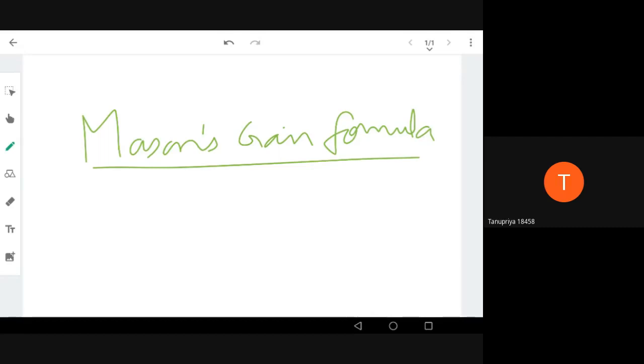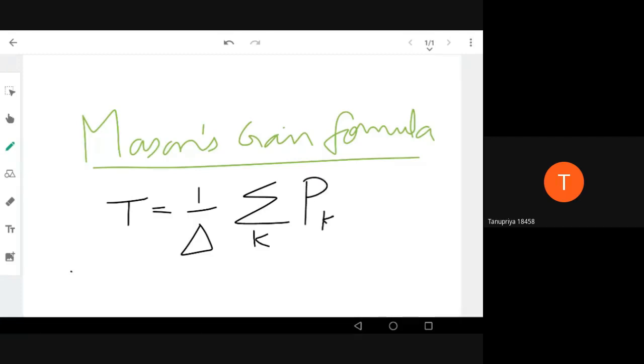This formula you have to apply. Before I explain what the individual things are, I'll just give you the formula first. The transfer function, the overall gain T, can be given by 1 by delta, sigma over k of Pk into delta k. We'll explain what these individual things are. Okay, so this is Mason's gain formula.